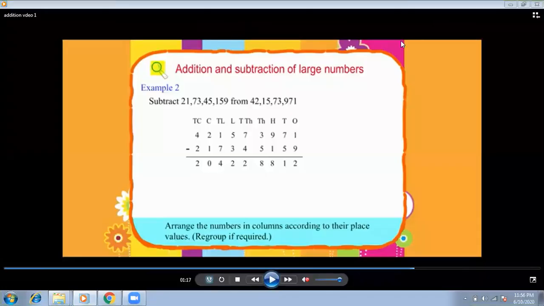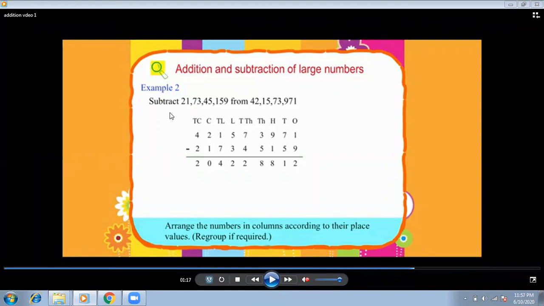Okay, now there is one more example. You can see two bigger numbers on your screen, that is 21 crore 73 lakh 45,159 and 42 crore 15 lakh 73,971. Now remember what I said, that the bigger number is always supposed to be written upside. It is not that the number written first is always supposed to be written first. No, you have to compare the numbers. You will check which number is bigger. That number you will write upside.